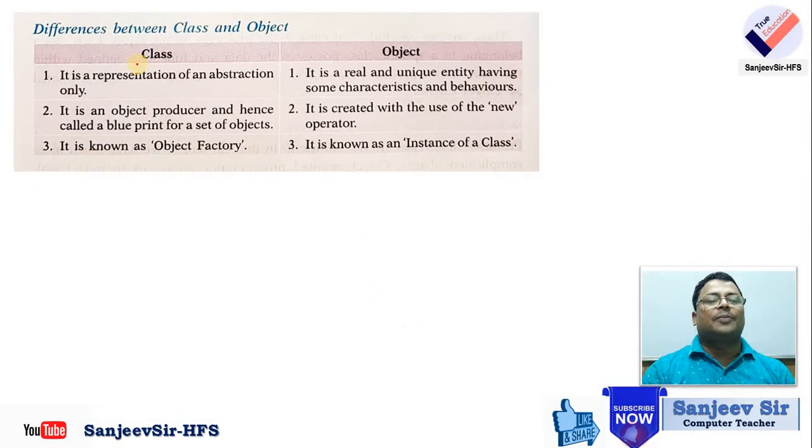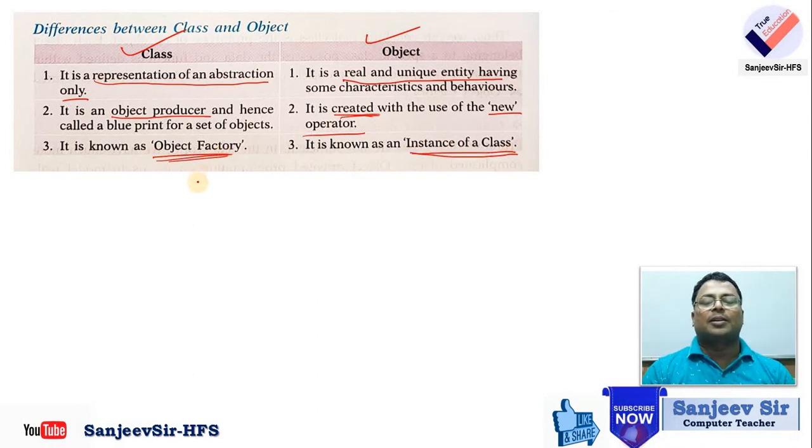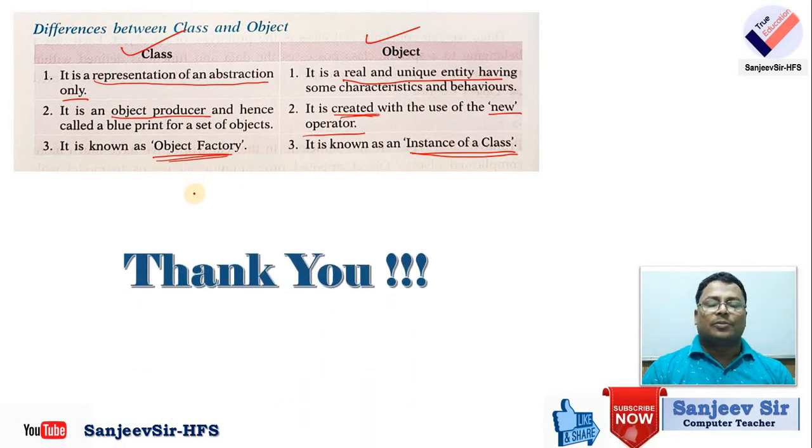See here the difference between class and object. A class is only a representation of abstraction, while an object is a real and unique entity. A class is an object producer, and new is the operator used to create the object. This really exists, that's why it is known as an instance of a class, and the class is known as the object factory.